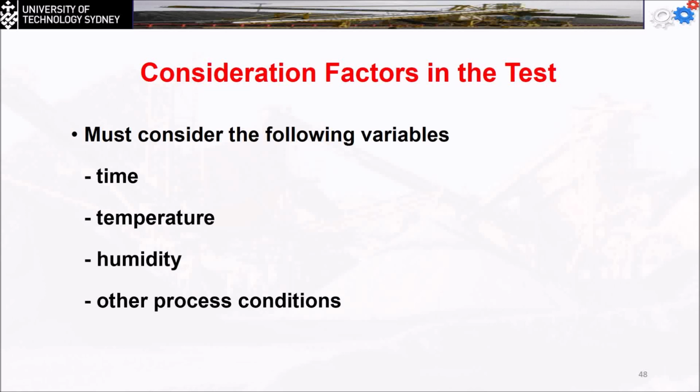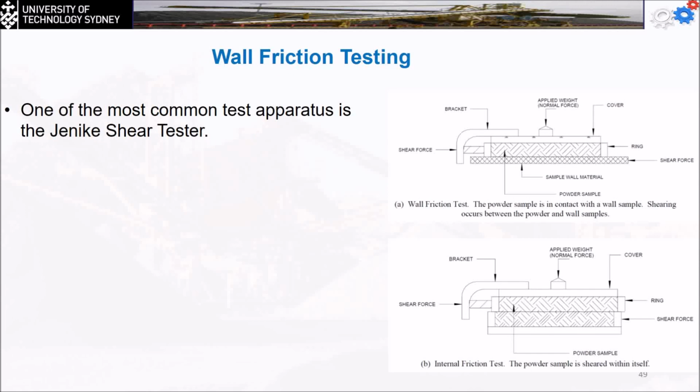Okay, the wall friction testing actually is similar to the direct shear testing. In the direct shear, we have two halves, and we check what will be the shear force between the two layers. But in the case of the wall friction test, we are going to check the friction between the material and the cover. Usually the cover is going to have the same property of the silo we are going to design.